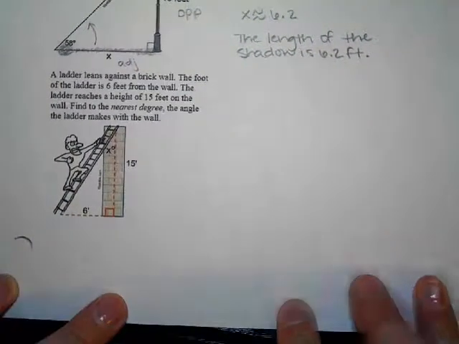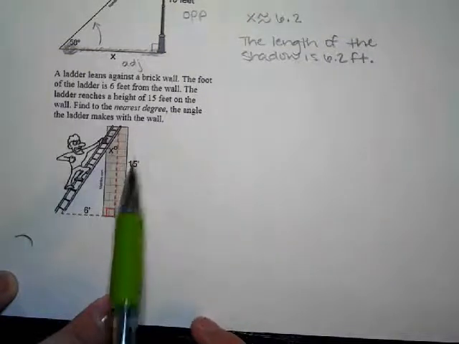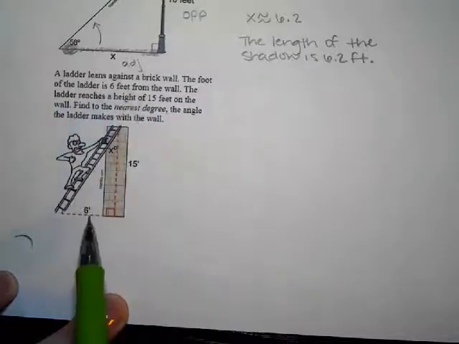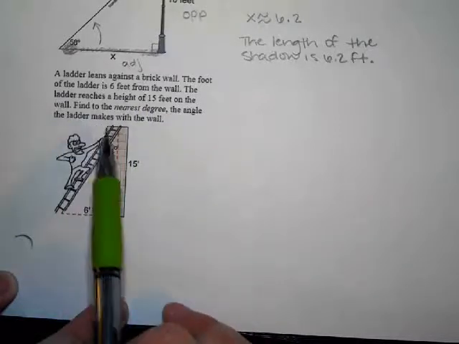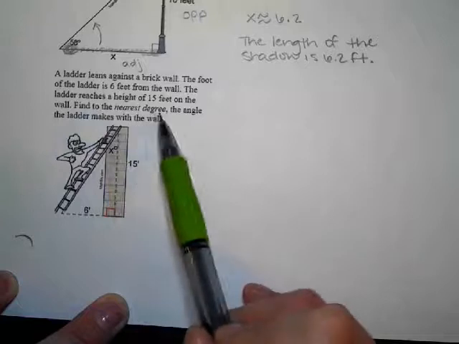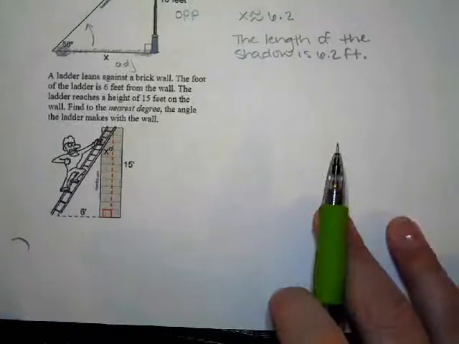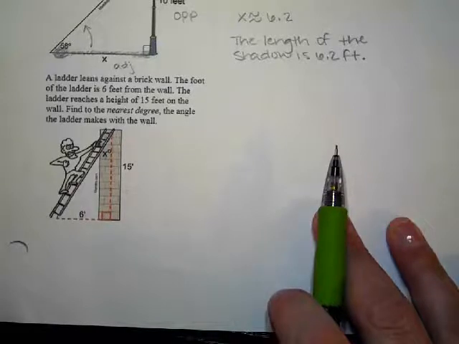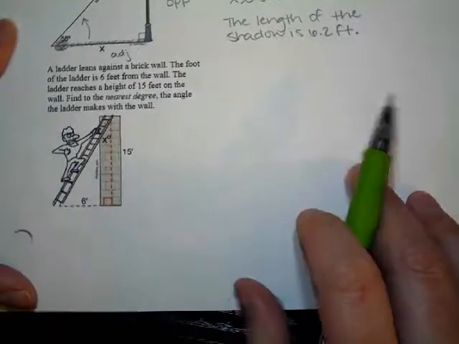All right, last one. A ladder leans against a brick wall. The foot of the ladder is 6 feet from the wall. The ladder reaches a height of 15 feet on the wall. Find to the nearest degree the angle that the ladder makes with the wall. So this problem did not say angle of elevation or angle of depression, because we're solving the angle, so we didn't have to actually find it this time. So what are the names of the two sides they gave us? Yeah, opposite and adjacent.